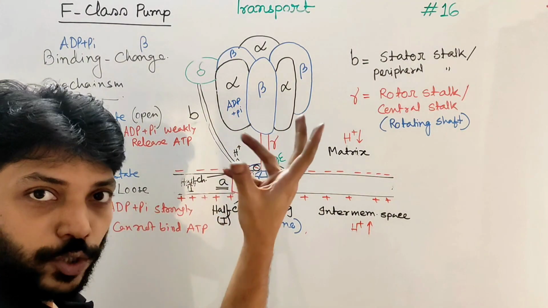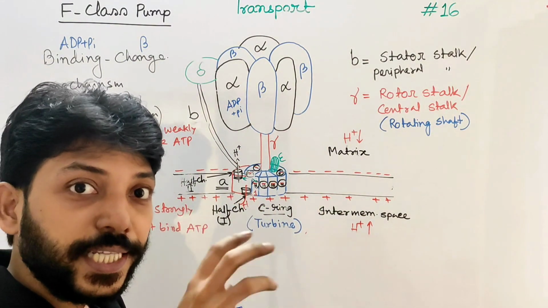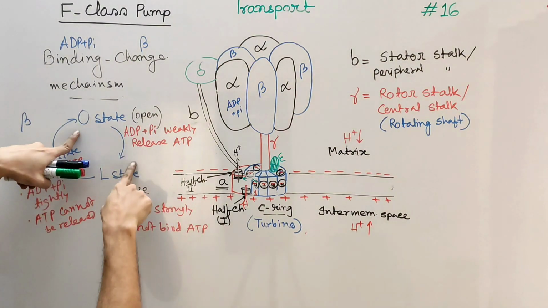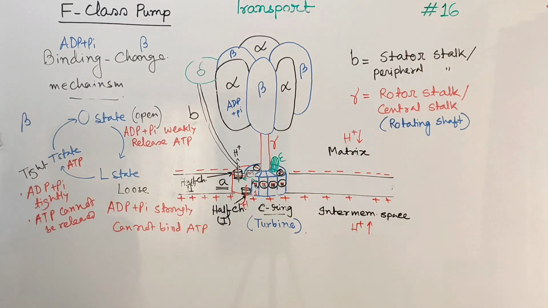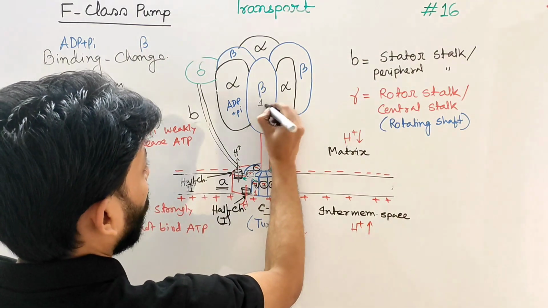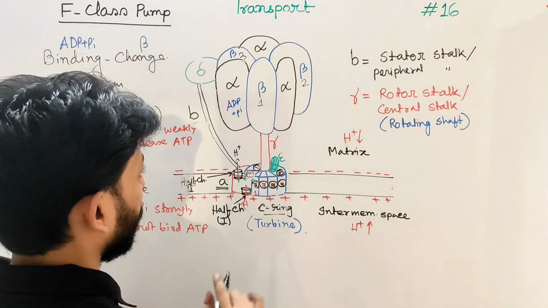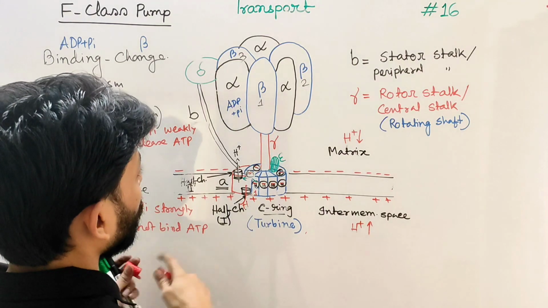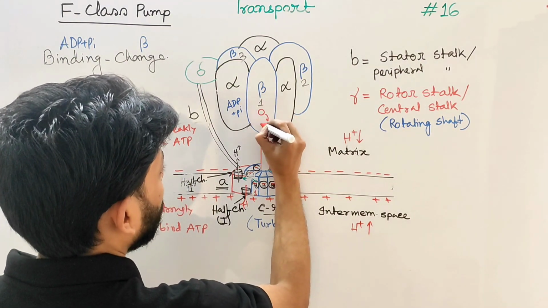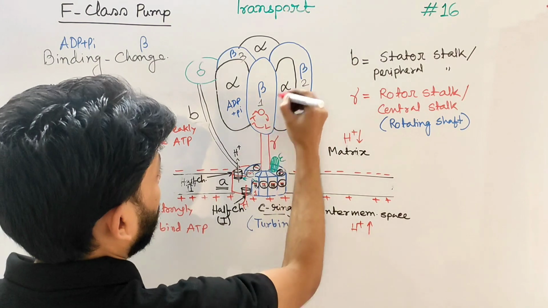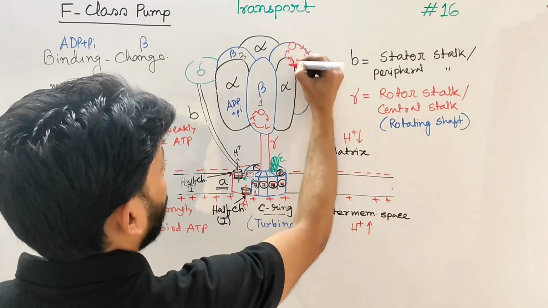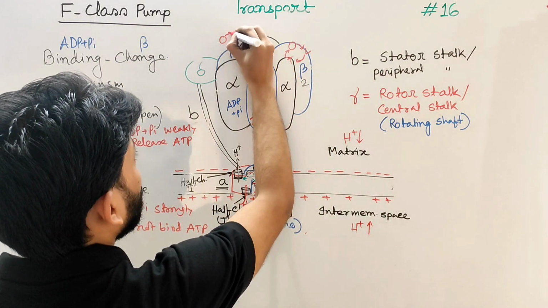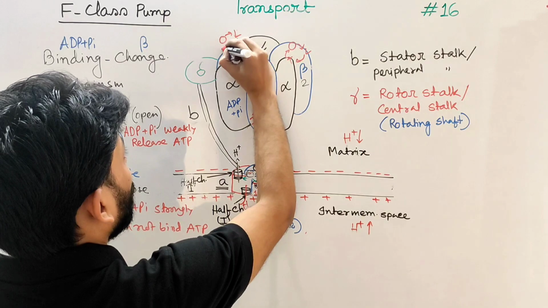Mechanically, the gamma rod rotates, and it causes the mechanical force that changes the conformation of every beta subunit from the O state to the L state to the T state. Suppose this is beta 1, this is beta 2 and beta 3. I'm just giving the names. Each is going through the O state to the L state to the T state and back to the O state, and the others are also going through the same cycle.